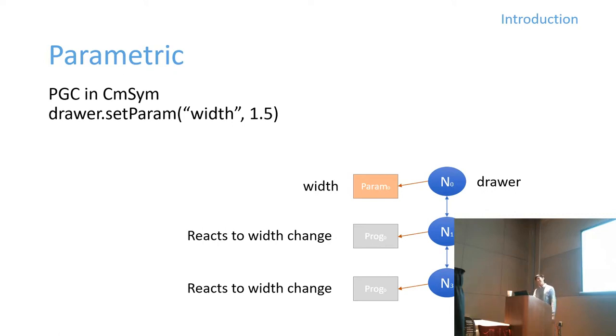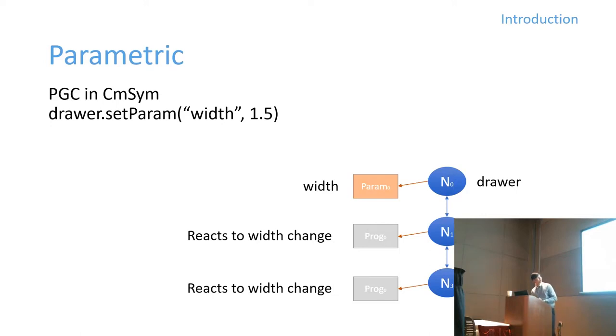But with CmSym, there is a possibility now to just keep everything in one model, and we kind of embed the stretching behavior inside the model. And how do we do that? We do that with Z scripting, which I will go through in a little bit.